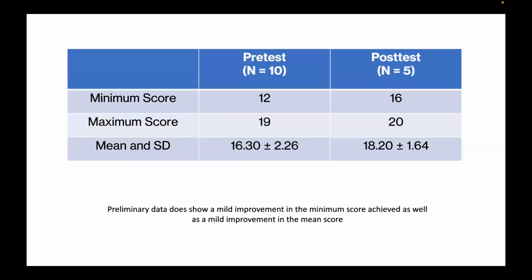And then as for our 24-question written assessment, we do see a very mild improvement between the pre-test and post-test. But the most improvement we see is in the minimum score, with an improvement from 12 to 16 points or answers correctly, but not much of an improvement in the maximum score. So it's very, very mild changes that we're actually seeing on the component of knowledge acquisition that we're hoping to assess.